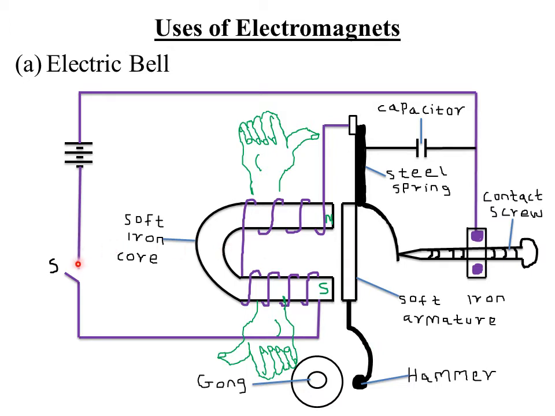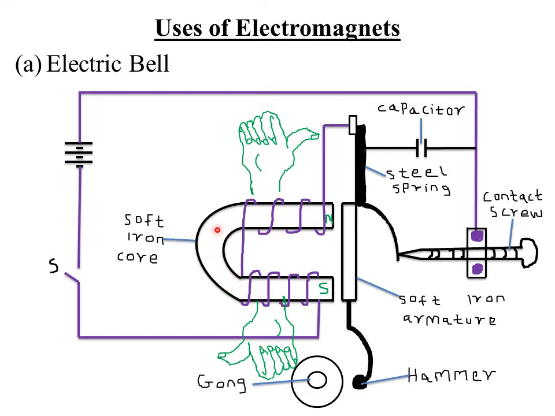So we are saying that when the switch S is closed, the circuit is complete. Therefore, the current flows through the circuit, then past the contact screw, which is intact here. The current flows through the solenoid, which is winding the soft iron core.